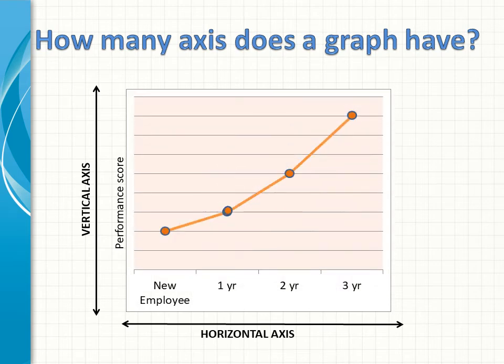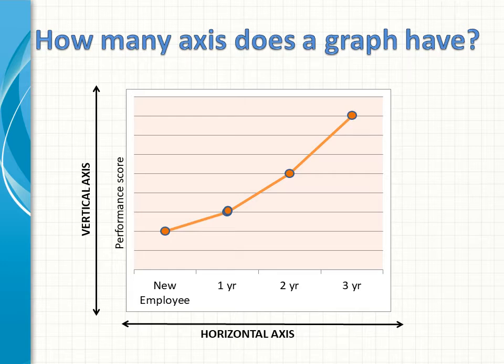Now look at this. We have a graph on the screen, and the graph is probably showing us the performance score of some staff of a company because it's saying new employee and 1 year, 2 years. This is showing how many years they have spent and how they have performed in the organization or in the place of work.